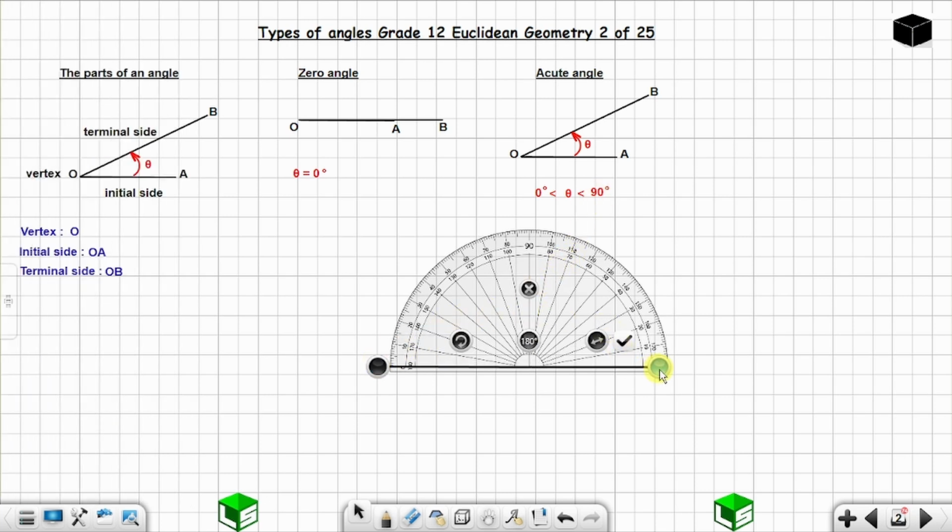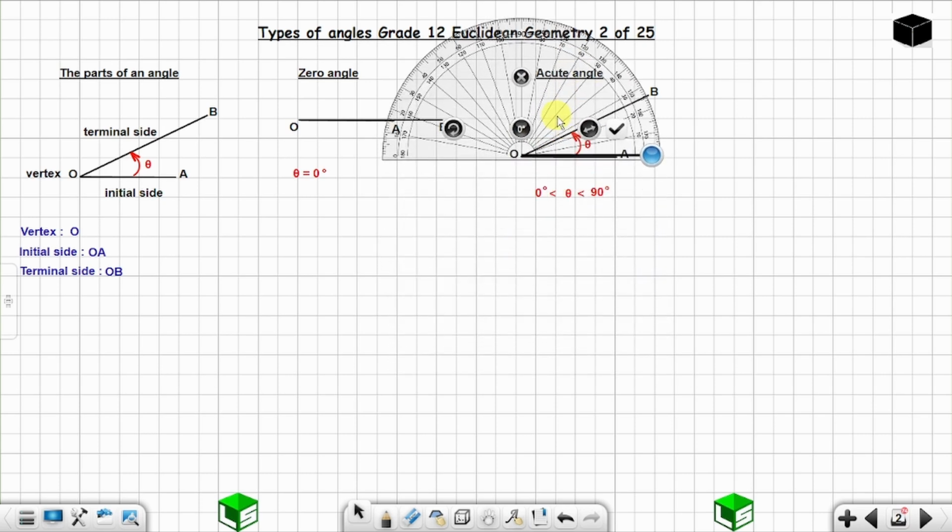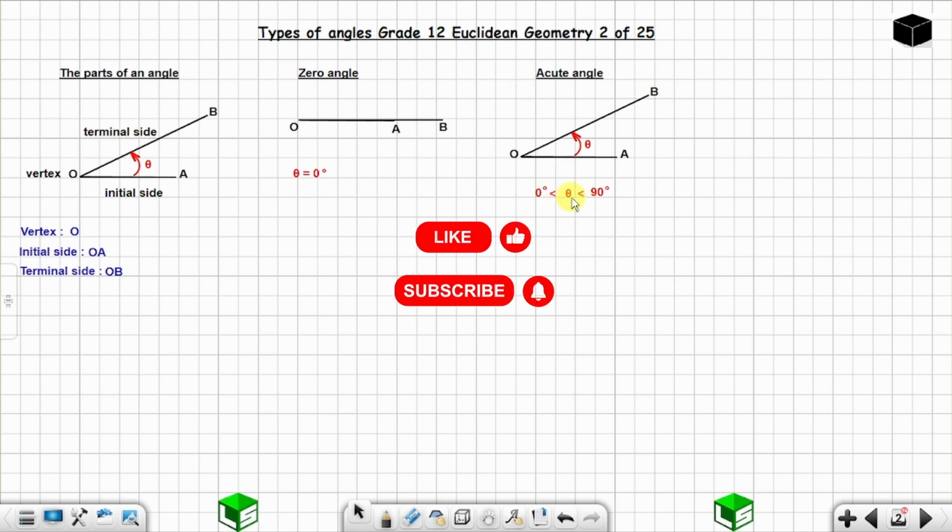So let's start from 0. I want to start from the initial side. I'm going to put this at the vertex. Now we are going to measure this angle up to the terminal side. You can see the size of this angle is 26 degrees. 26 degrees is between 0 and 90 degrees, so this is an acute angle. Remember, between 0 and 90 degrees, you have an acute angle.